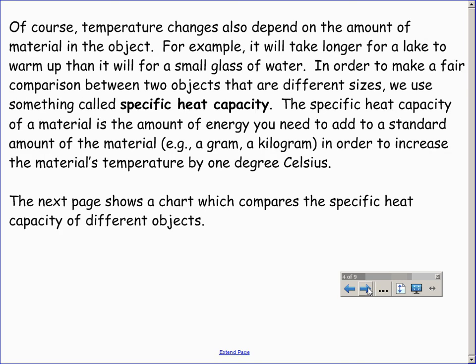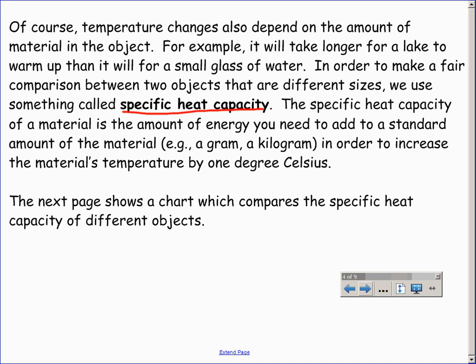Of course, temperature changes also depend on the amount of material in the object. For example, it will take longer for a lake to warm up than it would for a glass of water or a puddle. In order to make a fair comparison between the two objects of different sizes, we use something that's called specific heat capacity.